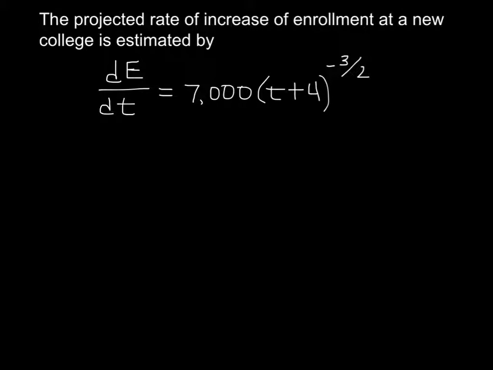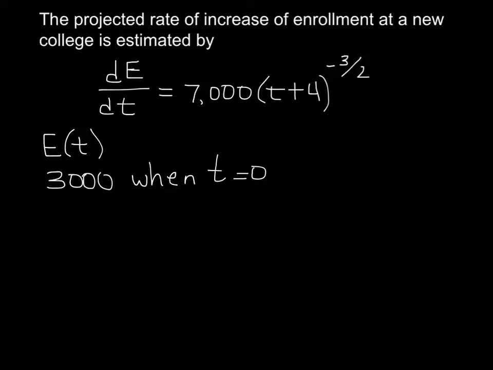All right, we're given the projected rate of increase of enrollment at a new college, so the change in enrollment over the change in time, where if we can find the original function, E of t, this is used to find projection of enrollment in a certain number of years. It says if the enrollment is 3,000 now, so if the enrollment is 3,000 when t equals 0, find the projected enrollment 21 years from now.